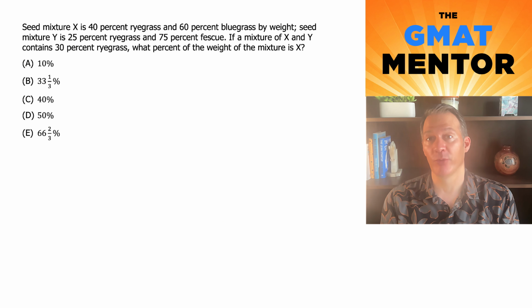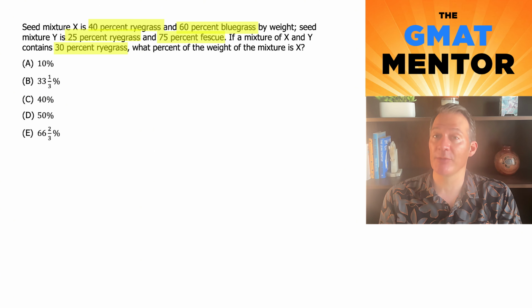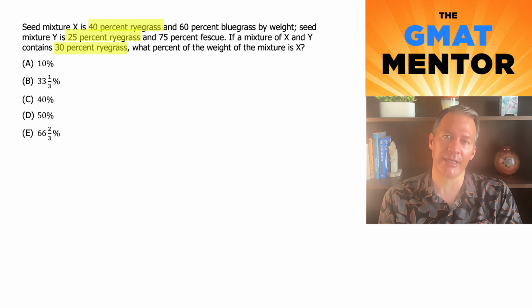This is a mixture problem, which is really just a weighted average problem. At first it looks complicated because there are three different ingredients. Mixture X contains ryegrass and bluegrass. Mixture Y contains ryegrass and fescue. But notice what the question tells us about the combined mixture. It only tells us that it's 30% ryegrass. Nothing about the bluegrass, nothing about the fescue. That's our clue that we can ignore those other ingredients and focus entirely on the ryegrass percentages.